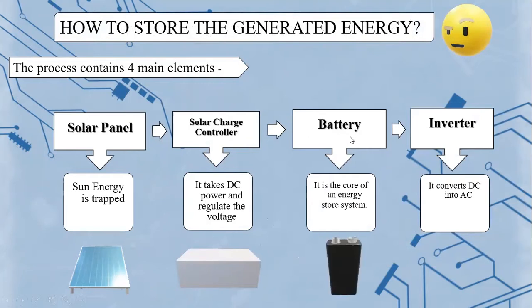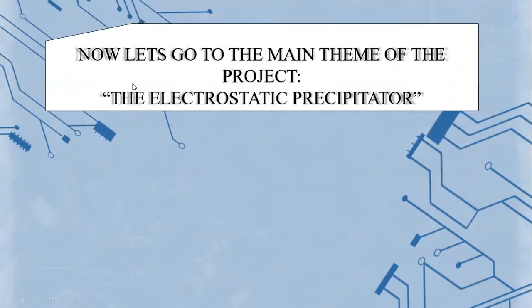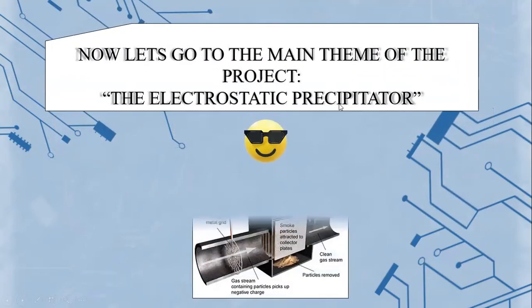Third, the battery. It is the core of an energy storage system and is essential to store electrical energy for use when needed. Then this battery is connected to an inverter, which converts 48 volt DC into 230 volt single phase AC or 380 volt three phase AC, which is used to power up all the devices in the house. So this was all about the components in the preparation of the precipitator. Now let's go to the main theme of the project, the electrostatic precipitator.